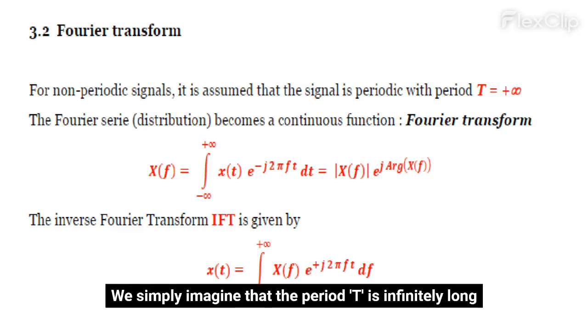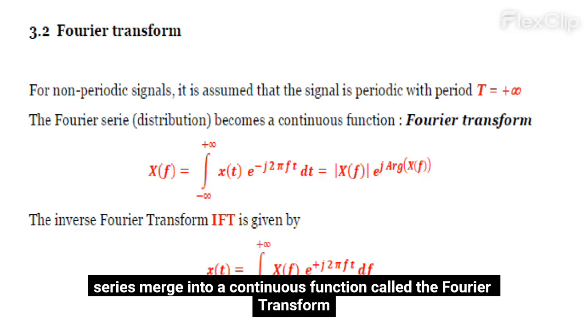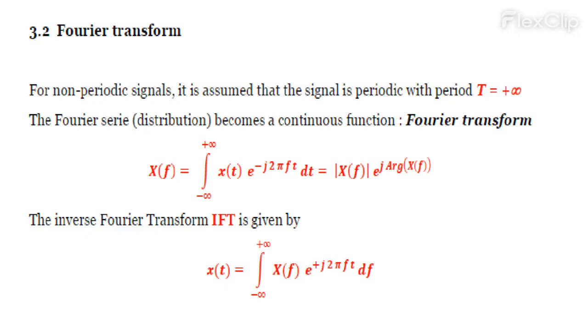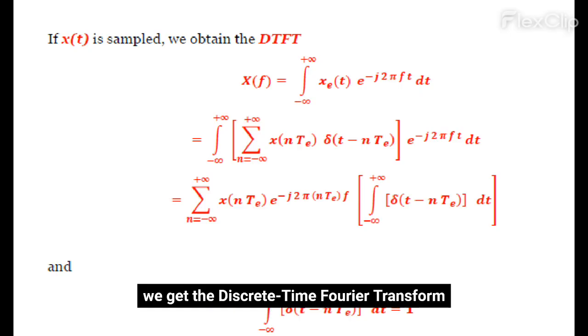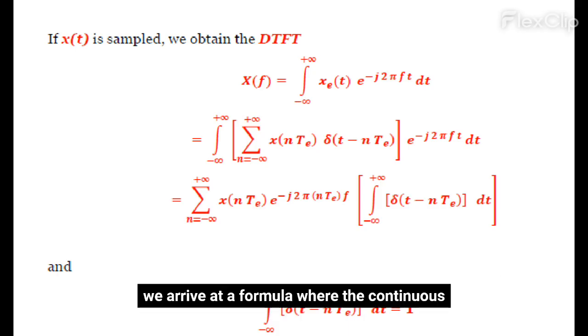We simply imagine that the period T is infinitely long. As T goes to infinity, the discrete frequency spikes of the Fourier series merge into a continuous function called the Fourier transform. This gives us a way to analyze the frequency content of any arbitrary, non-repeating signal. When we apply the Fourier transform to a signal that has been sampled, we get the discrete time Fourier transform, or DTFT, by substituting our sampled impulse train into the Fourier integral.